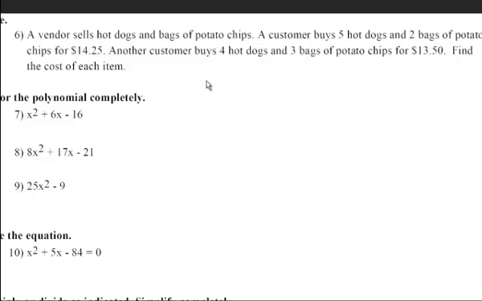Right, almost we go. Okay, so a vendor sells hot dogs and bags of chips. Here's important information: 5 hot dogs and 2 bags of chips. Let's call the hot dogs X, and let's call the bags of chips Y. So there you go, 5X and 2Y is going to cost you $14.25, okay?